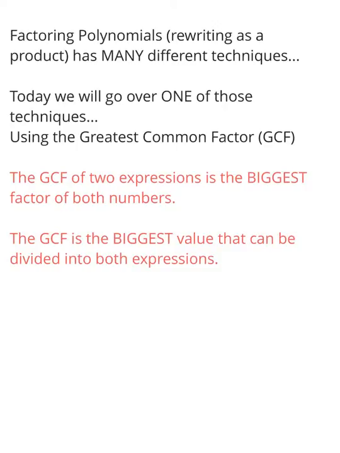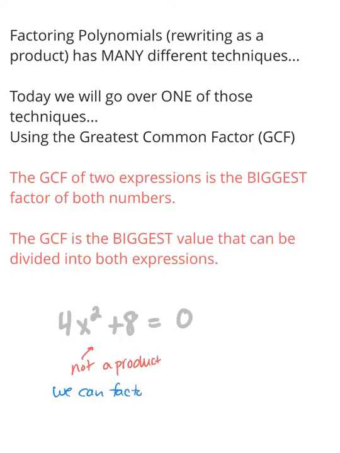So the idea for today is we originally looked at a problem, let's say something like 4x squared plus 8 equal to 0. What we said was the problem there, that it was not a product. So we can't use the zero product property. So what we can do is we can factor to make it a product. We'll see how to do this in a moment, but I could rewrite this as 4 times x squared plus 2. And now this is written as a multiplication problem.